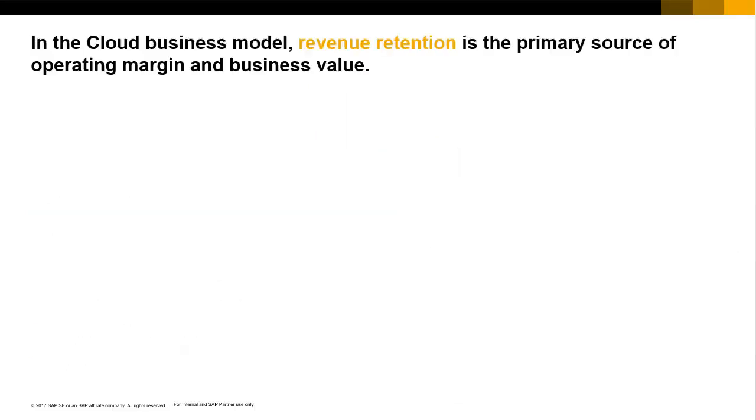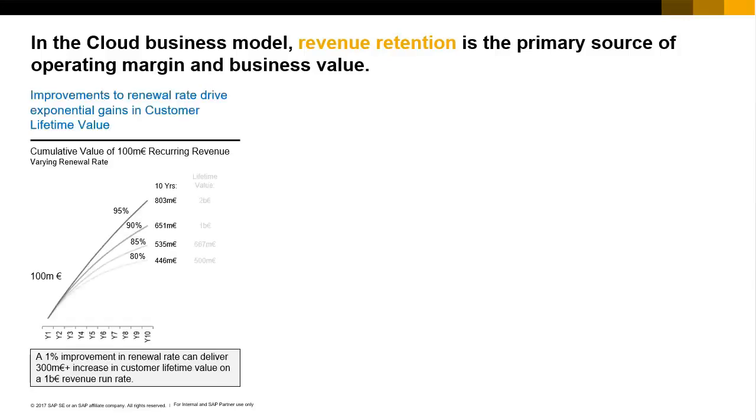Before we talk about the renew phase, renewals, upsells, and cross-sells, let's revisit the importance of recurring revenue in the cloud, discussed in Track 1. In the cloud business model, revenue retention is key to growth and a healthy business. So let's take a closer look at why.